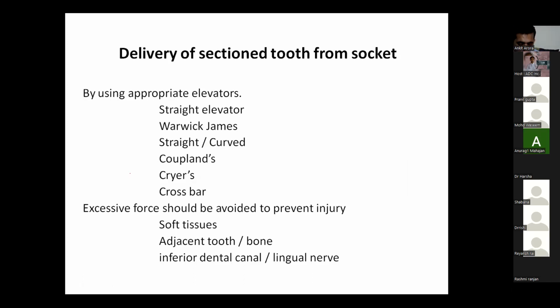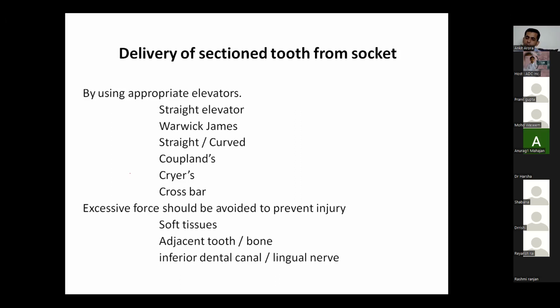Okay, now how do you deliver the sectioned tooth from the socket? So what are the basic principles where you section the tooth, which you have already seen? Basically, you can use the straight elevators. You can use your Warwick James, which is the most commonly used, or you can use the straight or curved elevators as per your convenience. But make sure that its beak is not sharp or conical, because underlying it would be the inferior alveolar nerve, or on the lingual side it would be the lingual nerve. So make sure that it has a broad end, and it is a Crier elevator. You can use a Crier elevator or crossbar, it's up to you.